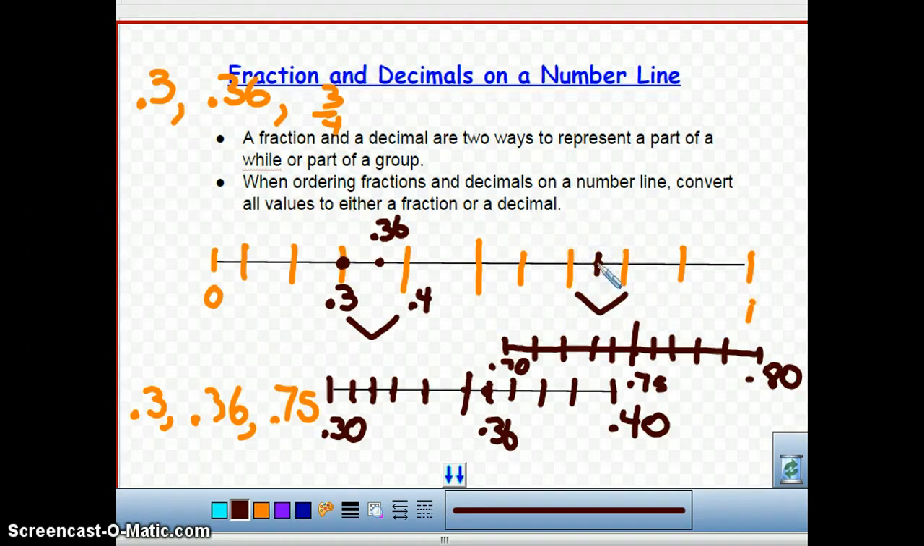Remember, we want to plot it on our number line the same as the original form. So our original form is 3/4. I'm not going to plot 75 hundredths, but we know that's the same as the fraction 3/4. Okay. Any questions about what we just did?